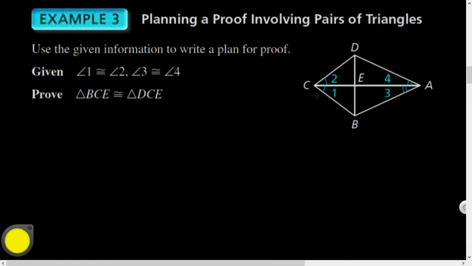Planning a proof involving pairs of triangles. Use given information to write a plan for a proof. We don't have to formally write it all out. Given angle 1 congruent to angle 2, angle 3 congruent to angle 4. Prove triangle BCE is congruent to DCE.